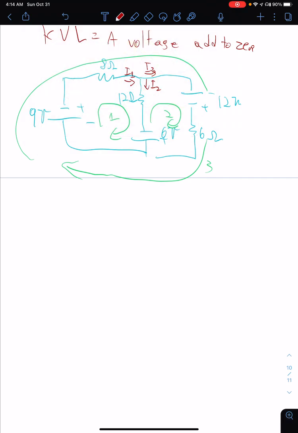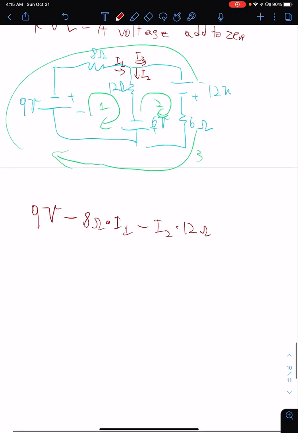Loop 1 going up is 9 volts minus 8 ohms times I1, because that's what is in our circuit. Then we're going down, minus I2 at 12 ohms, and because the battery is facing in the same direction, you're minusing 6 volts because it's counter to our current loop.